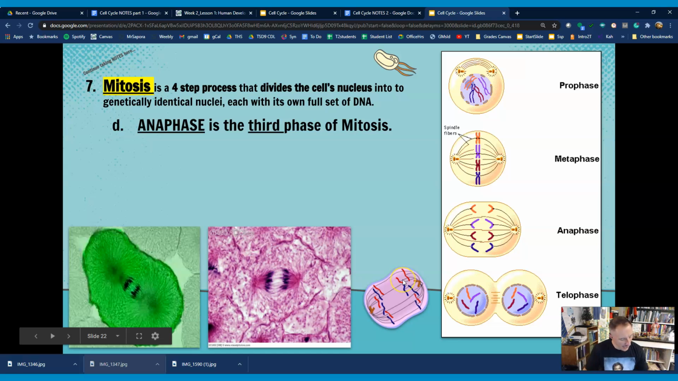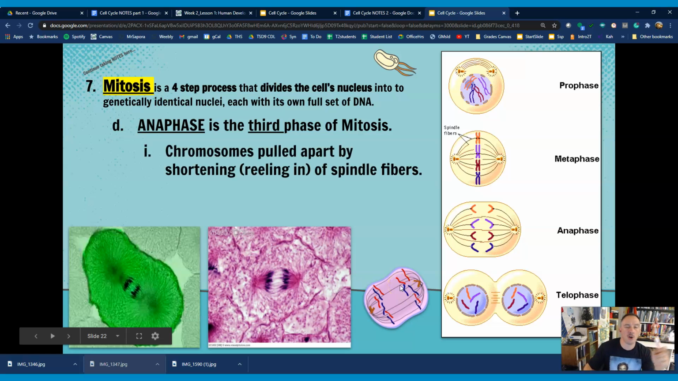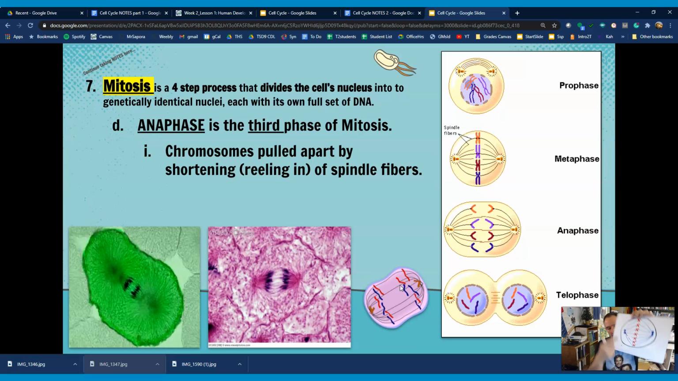The 3rd stage, PMAT. It's anaphase. Anaphase is the 3rd phase of mitosis. Now, anaphase is where the chromosomes are pulled apart, and the spindle fibers here start to pull towards each side. So they're pulling over to here, and they're pulling over to here, and they're pulling that DNA in half. And so what you see with that is something that generally looks like this.